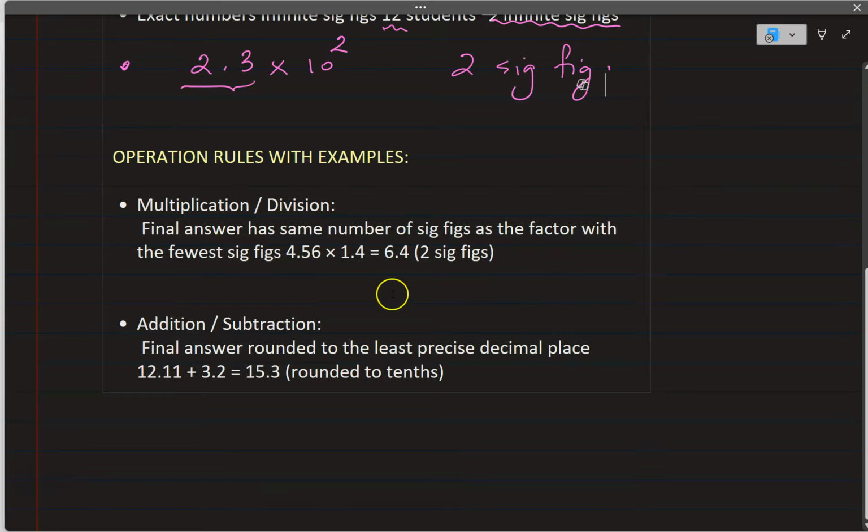The final answer has the same number of sig figs as the factor with the fewest sig figs. So what does that mean? So let's look at this example. 4.56 times 1.4.